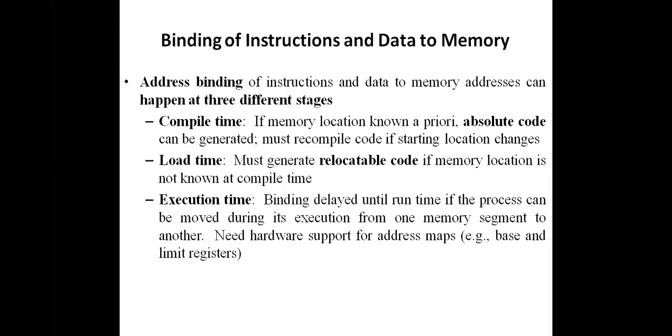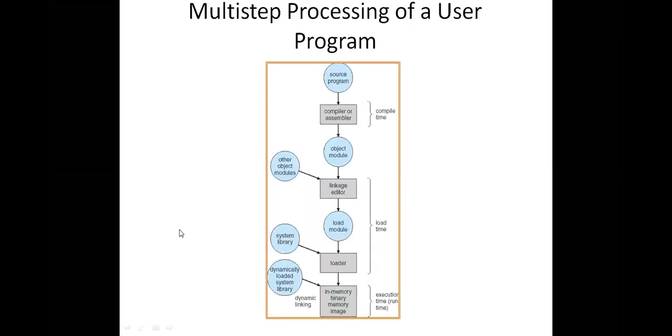If it is also not known at the load time, then automatically the address binding will be delayed to execution time. So it might be at the compile time, or at the load time, or at the execution time. And then, multi-step processing of a user program. Whenever you want to execute a program, exactly what happens in your system?